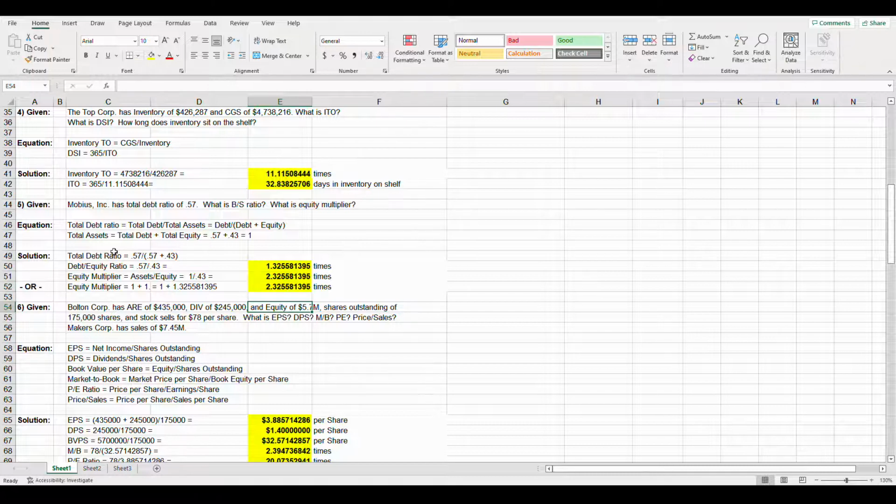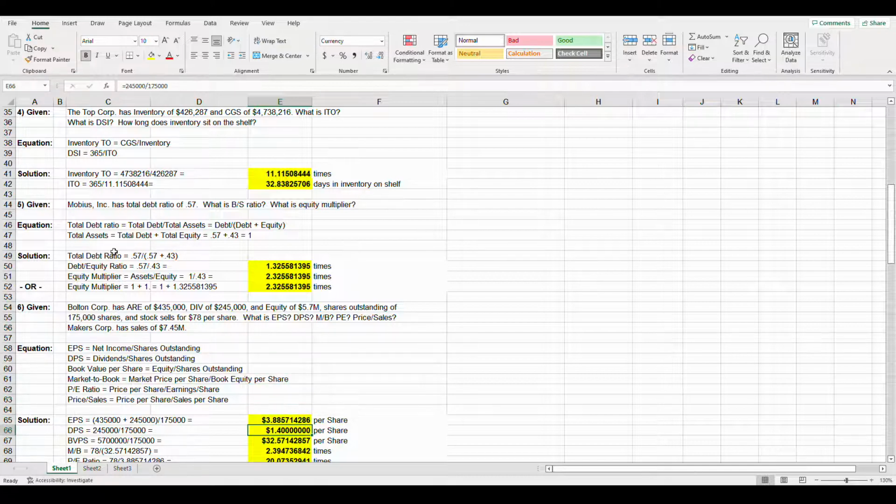In problem number 6, we have that Bolton has additions to retained earnings of $435,000, dividends of $245,000, equity of $5.7 million, shares outstanding 175,000 shares of stock. And this stock sells for $78 per share. What are the earnings per share, dividends per share, market to book ratio, price to earnings ratio, price to sales ratio? This company has sales of $7.45 million.